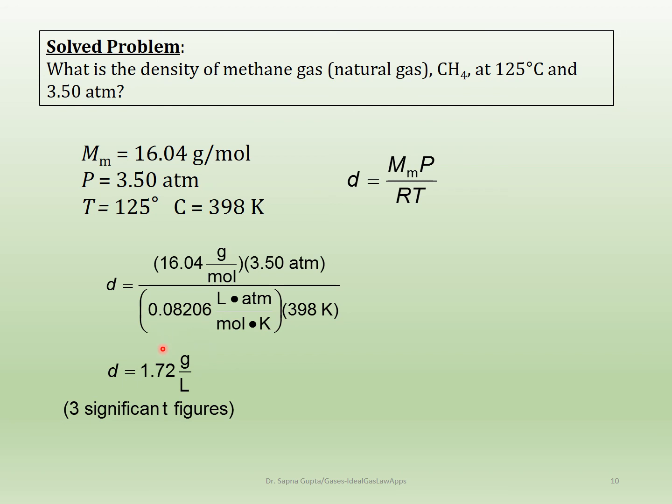And again, note the units here. They are grams per liter and not grams per milliliter. So leave the units as they are. Cross out the units that you don't need. Grams, there's nothing to cross out grams with. Moles is gone, atmosphere is gone, Kelvin is gone. And so you're left with grams and then liters over here. So that is a nice example for calculating density.